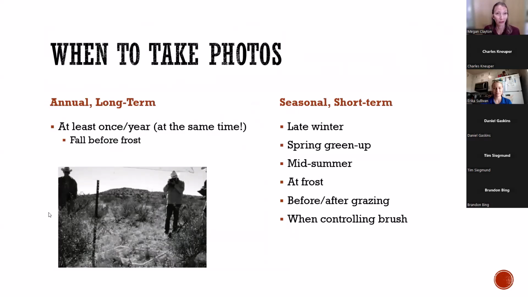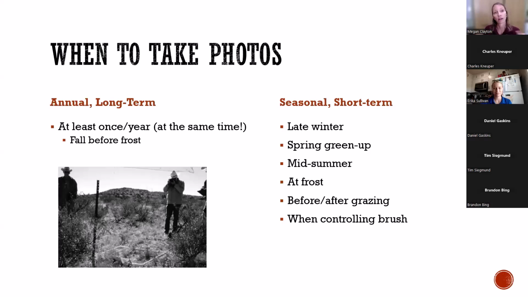So when would you take photos? So annual photos by name, obviously, you're going to take those annually. So at least once a year. And a lot of times people decide to take them in the fall before frost, because if you think about it, when spring green up happens and the different patterns of our rainfall may vary as things get going, but a lot of times the fall right before we're going into the winter dormant season stays a little bit more consistent.